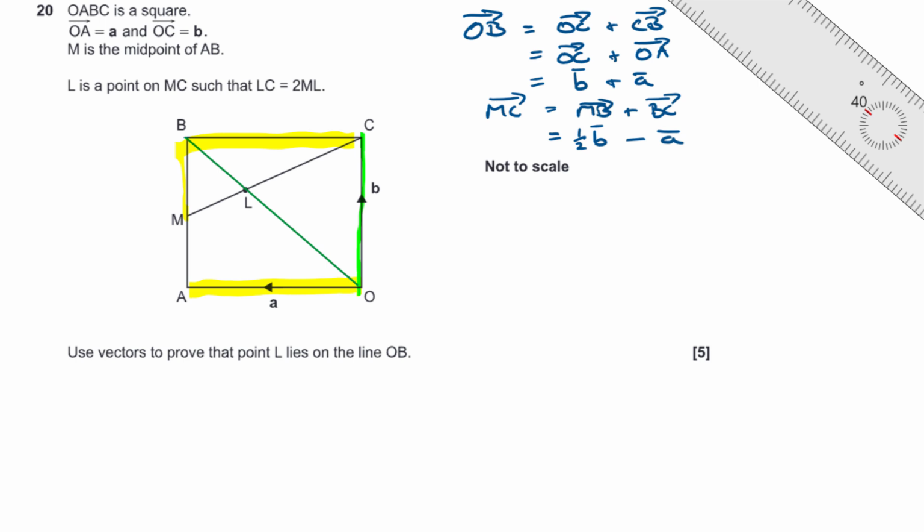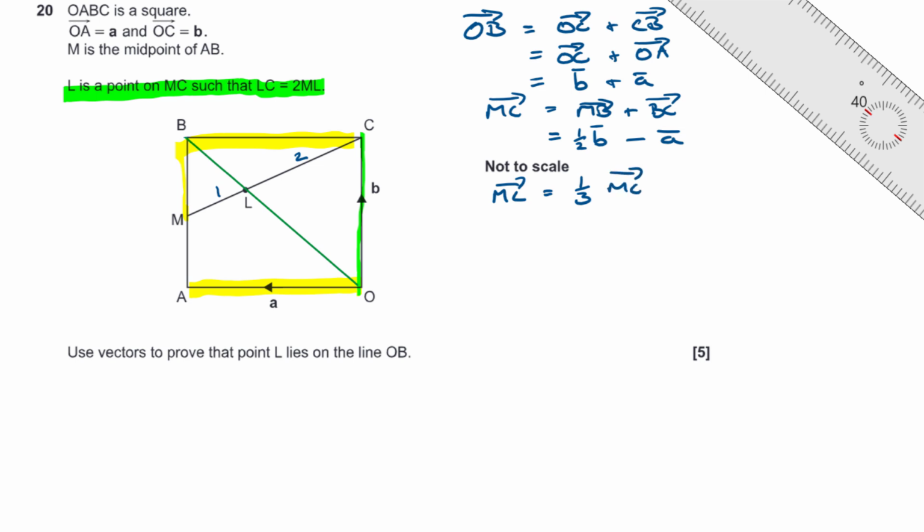Now we're told here that L is a point on MC such that LC equals 2 lots of ML. So the distance between L and C is twice the distance from M to L. So for every 1 you've got here, you've got 2 on this side, haven't you? Okay? So then the distance from M to L then is going to be 1/3 of the distance from M to C then, isn't it? Does that make sense? So M to L is going to be 1/3 of M to C.